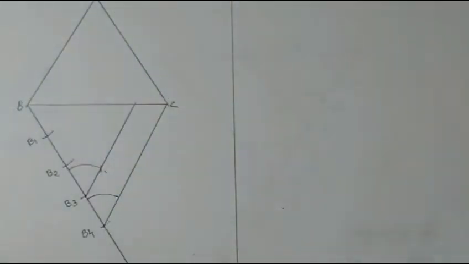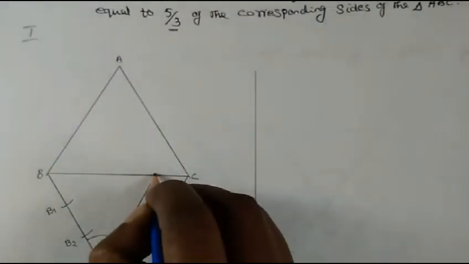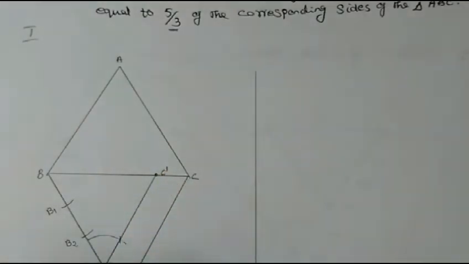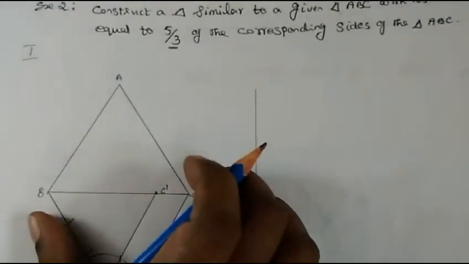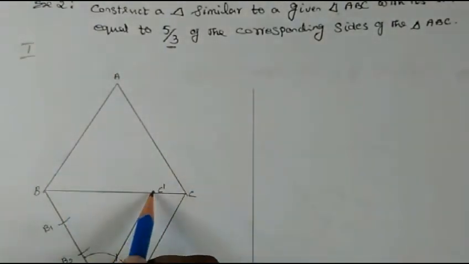So we have constructed that. Parallel to this we have constructed a line. So if this is C, then this becomes C dash. Okay, so now we have to construct a triangle, right? We have only got one part of this side.